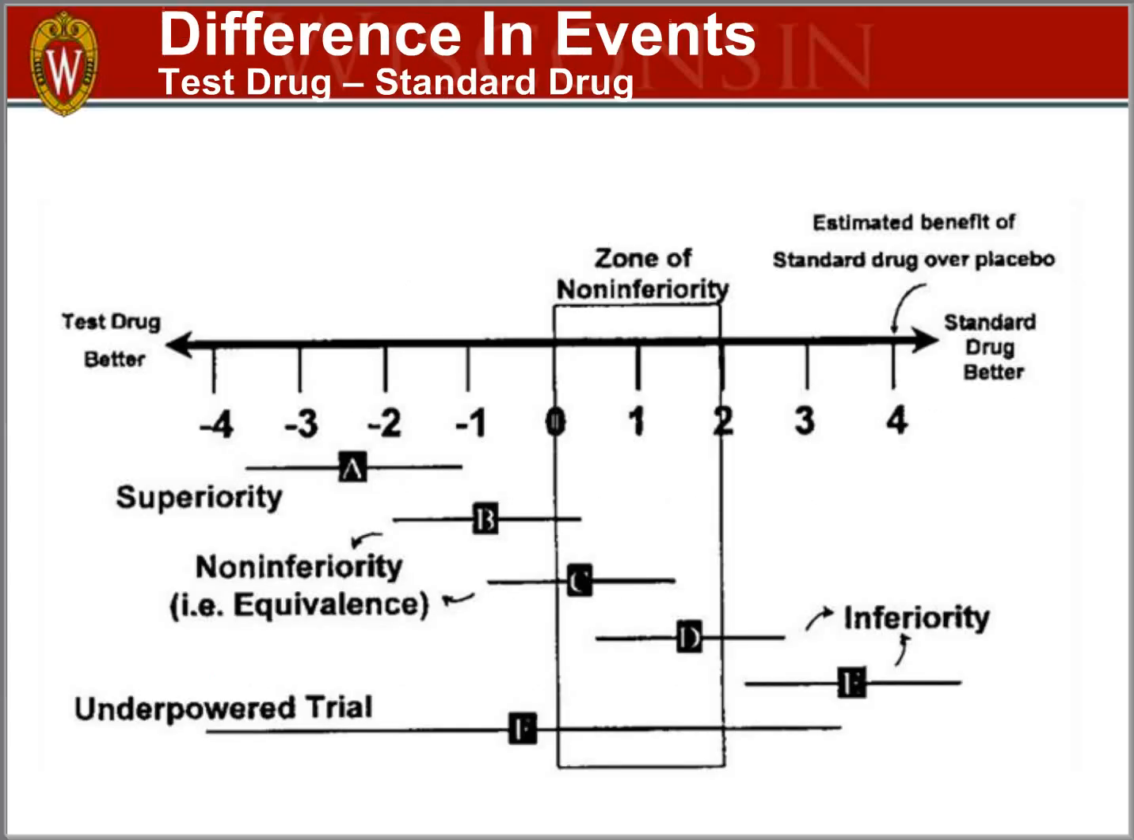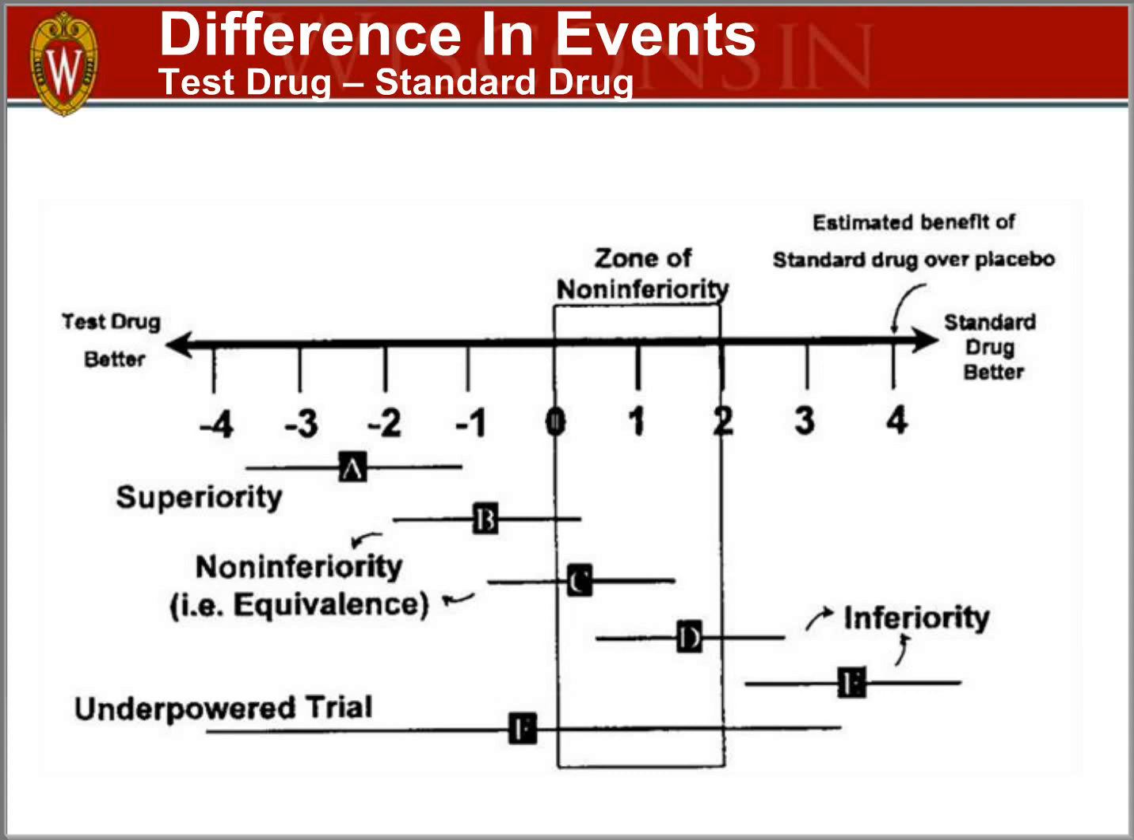In this diagram, I've indicated potential outcomes of a study. What's plotted here is the difference in the event rate between the test drug and the standard drug. If there was no difference, you would have on this graph 0. To the left says that the test drug is better. To the right, it says that the standard drug is better. We've plotted several cases or scenarios of trials.